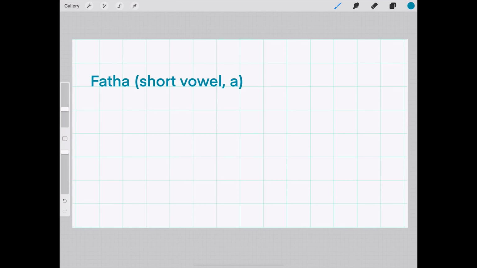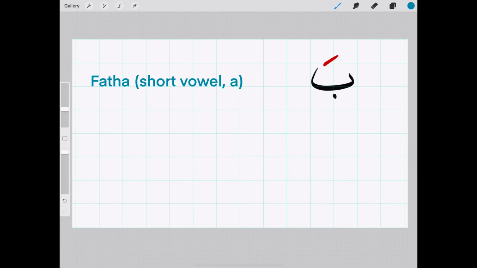The first short vowel is called fatha, which could be pronounced for simplicity in English as ah, as if you are adding the a letter at the end of the Arabic letter. Here we have the ba letter when it's on its own. Pay attention to the red dash or line on top of the letter.